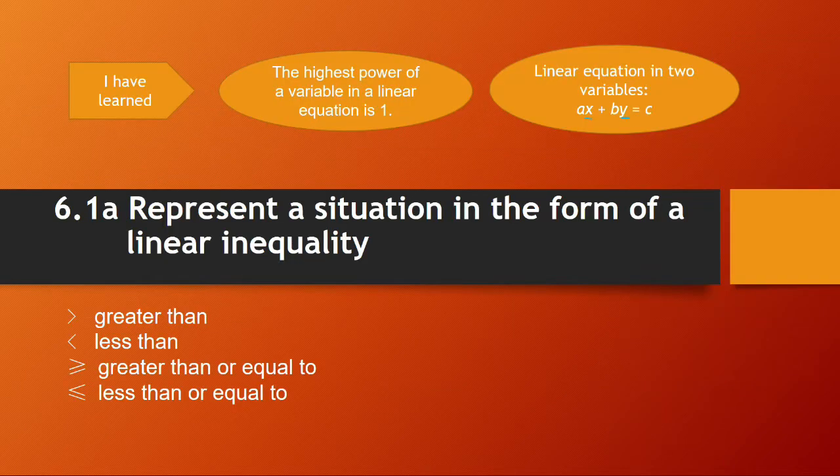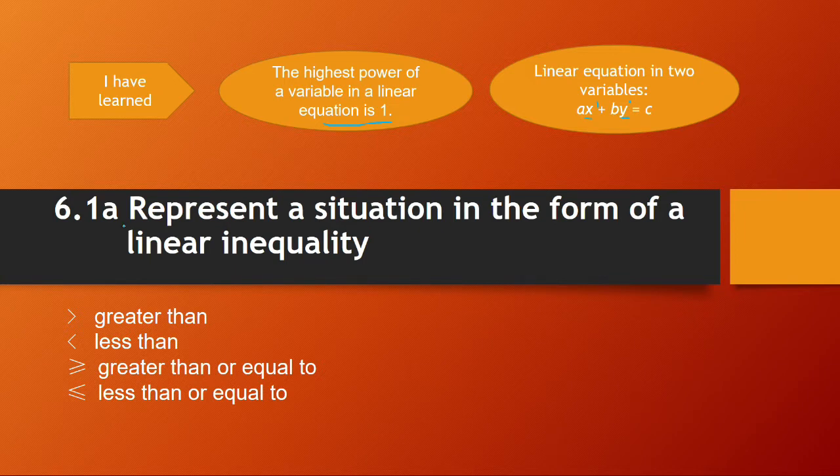Okay. So before we continue with the first part over here, we are going to see what you have learned previously. Previously, you have learned the highest power of a variable in a linear equation is 1. For example, here, the value of the variable of x and variable y, the power is 1. And then you also learn the linear equation in two variables, x, y. And then a, b, and c over here, they are the constant.